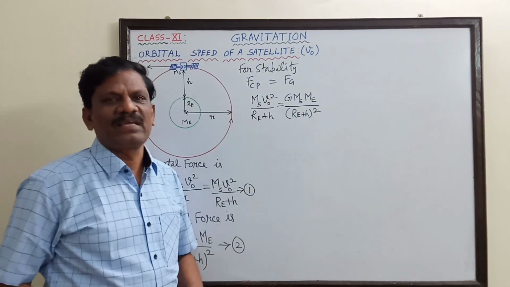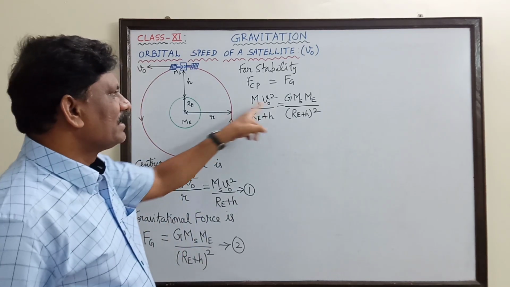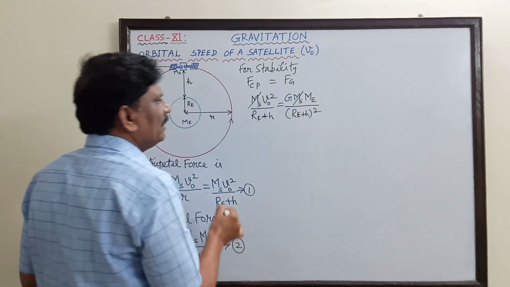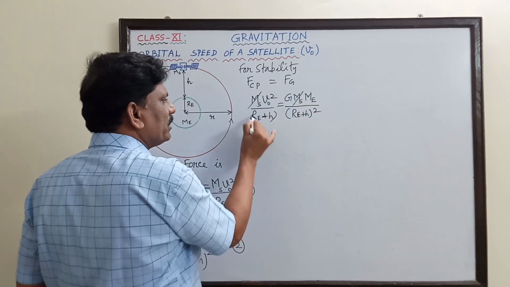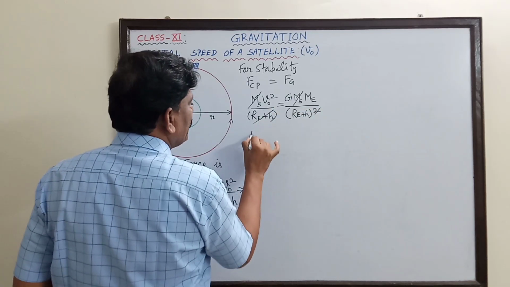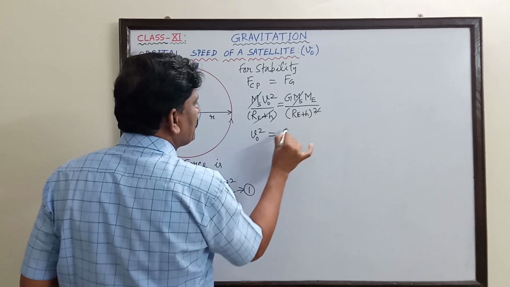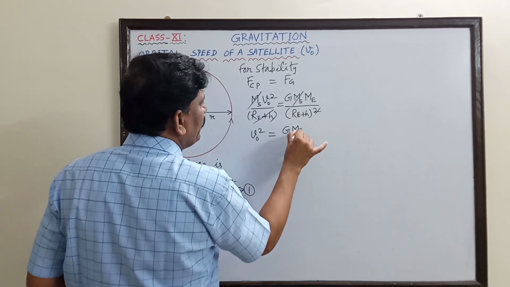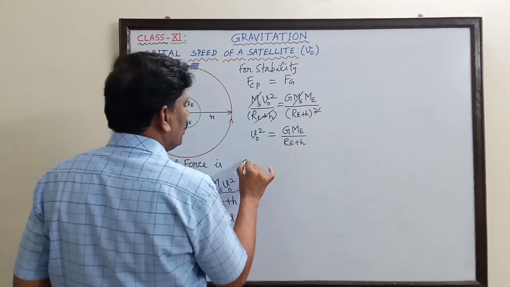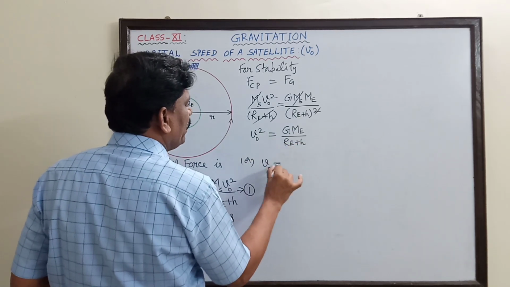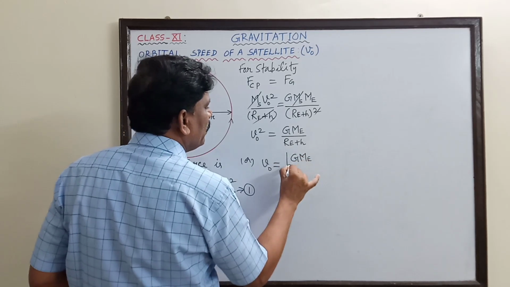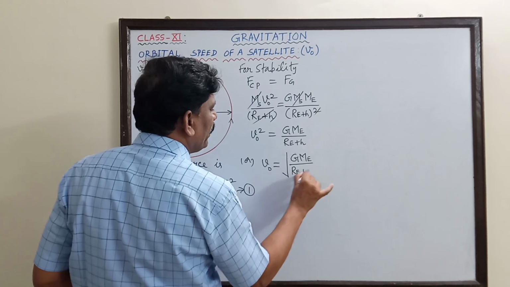Now which terms can be cancelled on both sides? You see, the mass of the satellite can be cancelled. So this is MS. And can you see here, Re plus H totally cancels with the power. So the left-hand side is what now? Vo square is equal to GME by Re plus H, or V orbital is equal to square root of GME divided by Re plus H.